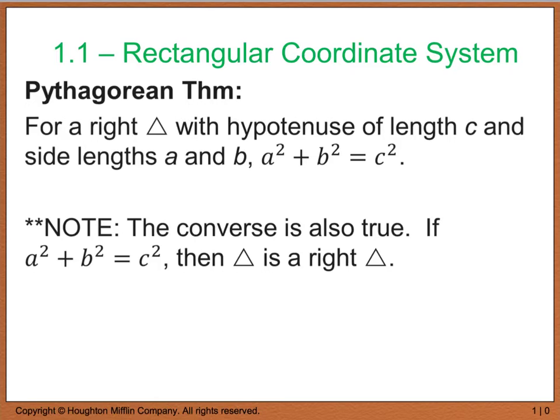Another thing that the rectangular coordinate system allows us to do is calculate distances between our points. Now, the one nice thing with a rectangular coordinate system is that everything is based on right angles. So because of that, we can use the Pythagorean Theorem. If you recall from geometry and algebra 1, the Pythagorean Theorem says for a right triangle with a hypotenuse of length c and side lengths a and b, then a squared plus b squared will equal c squared. Now if you recall, the converse is also true. If a squared plus b squared equals c squared, then we know that we have a right triangle.